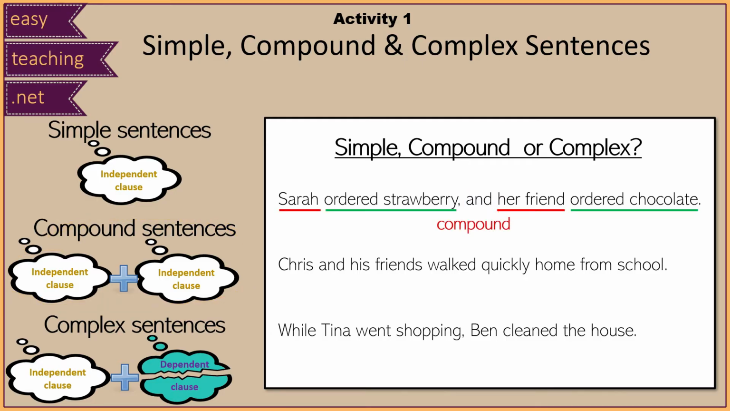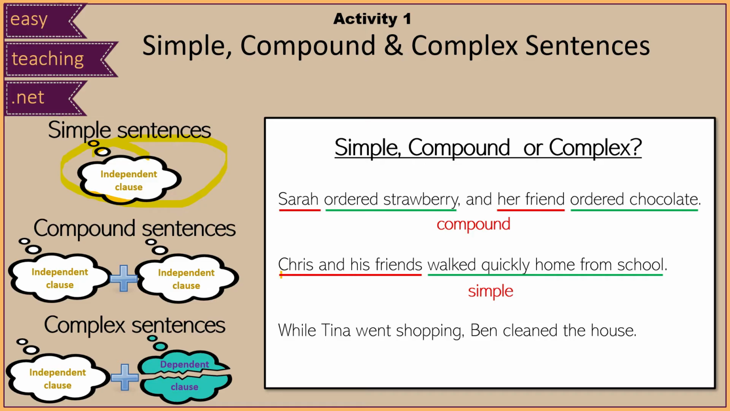Now on to the second sentence. Chris and his friends walked quickly home from school. This sentence has the word and, but I can see that it's just to form a compound subject. The subject of this sentence is Chris and his friends. The one verb is walked. Walked quickly home from school. This sentence has one independent clause. It's a simple sentence.